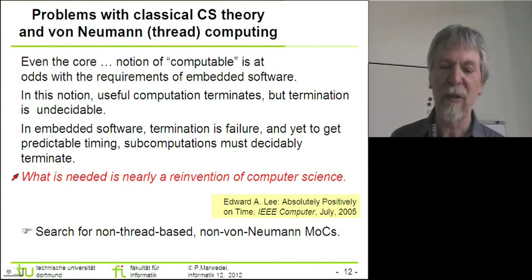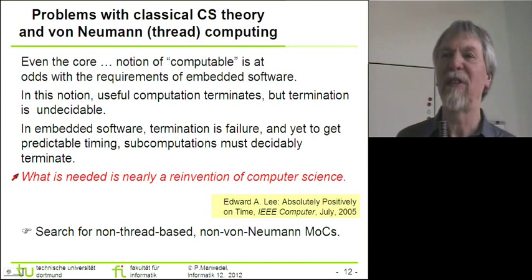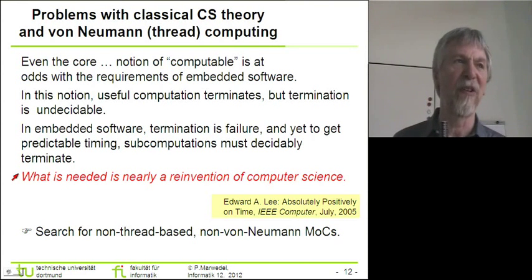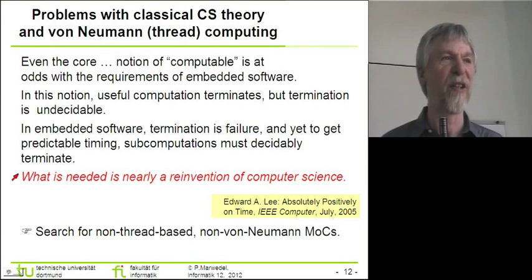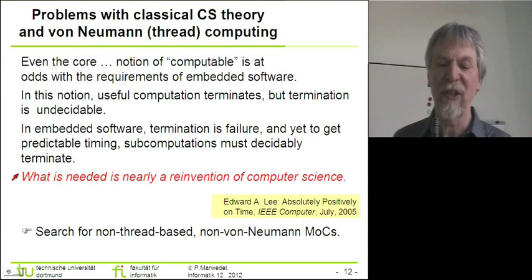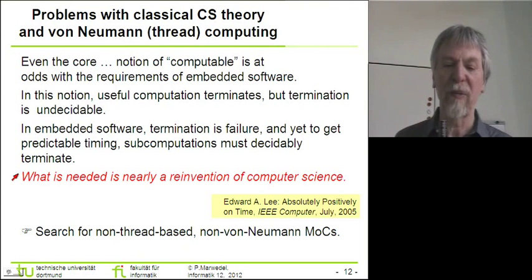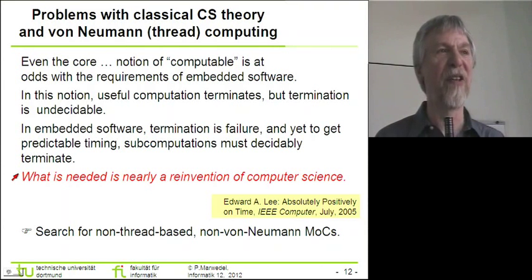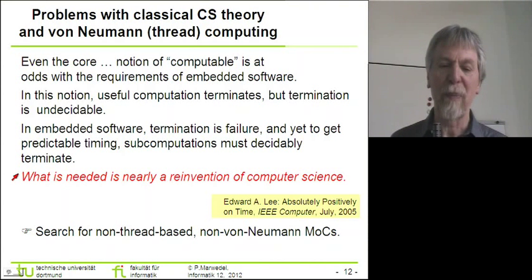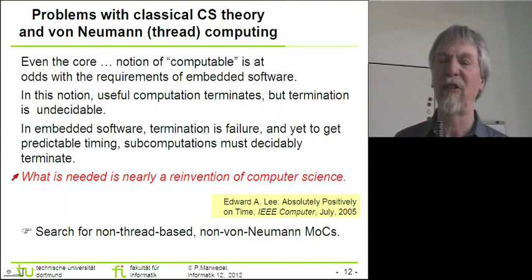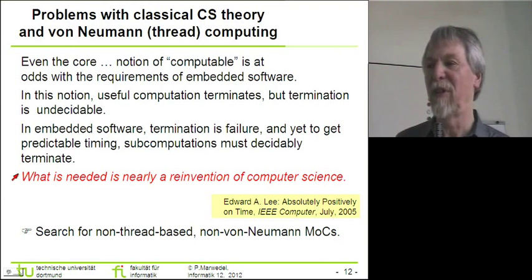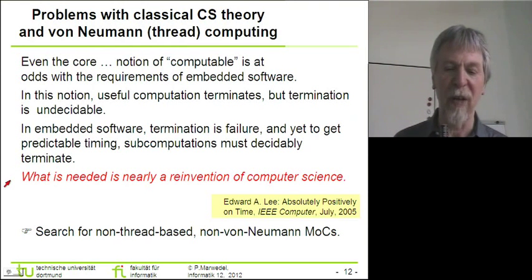It really refers to the fact that what we call computable in computer science does not match very well with the needs of embedded software. Because there we assume that the software is running more or less forever, as long as there is power, as long as there is electrical energy. So such a system should be designed so that it does not terminate by itself. But on the other hand, we need to decidedly figure out whether certain computations will terminate, because otherwise there is no hope to prove certain timing guarantees.